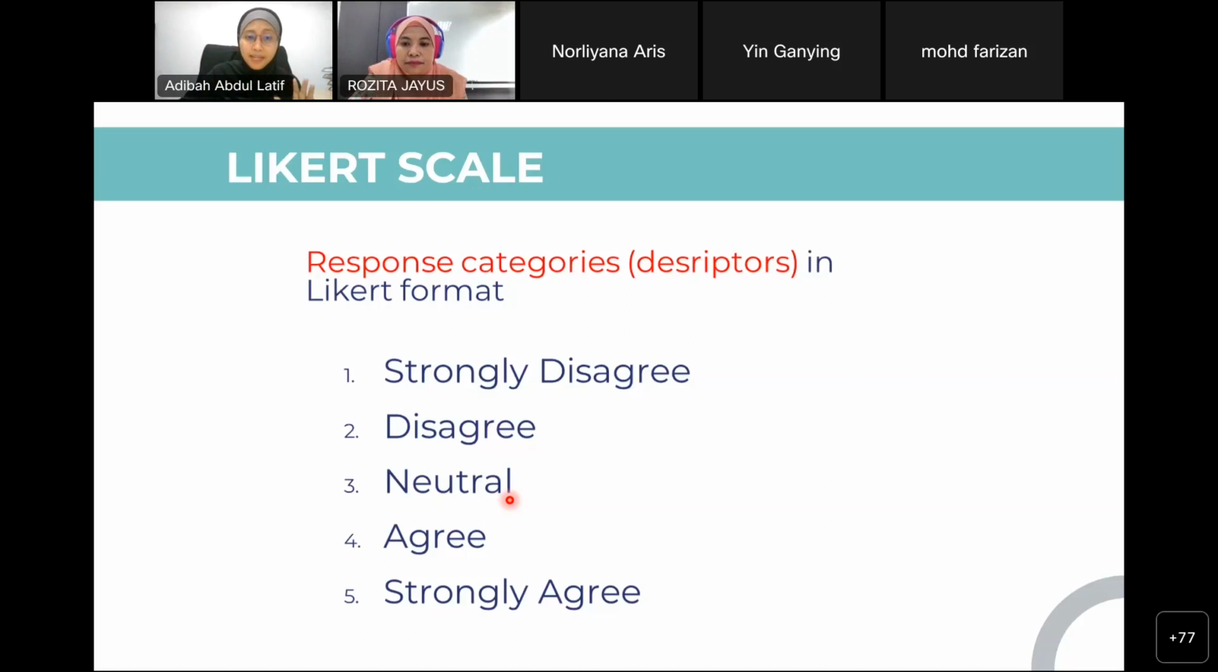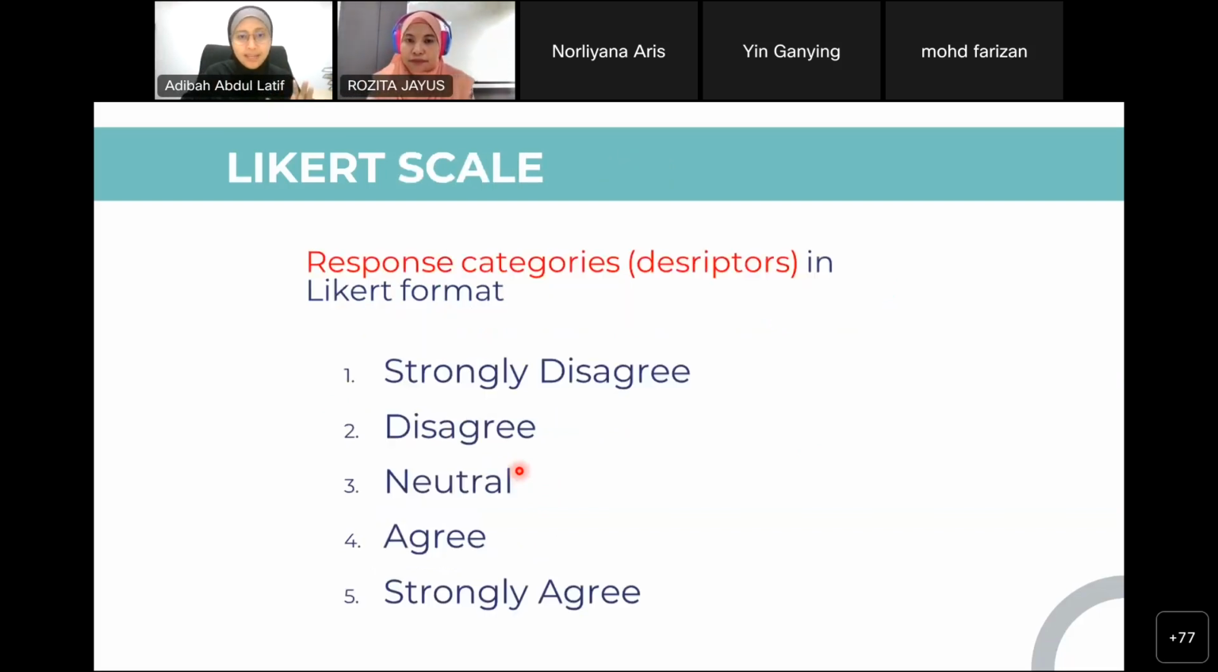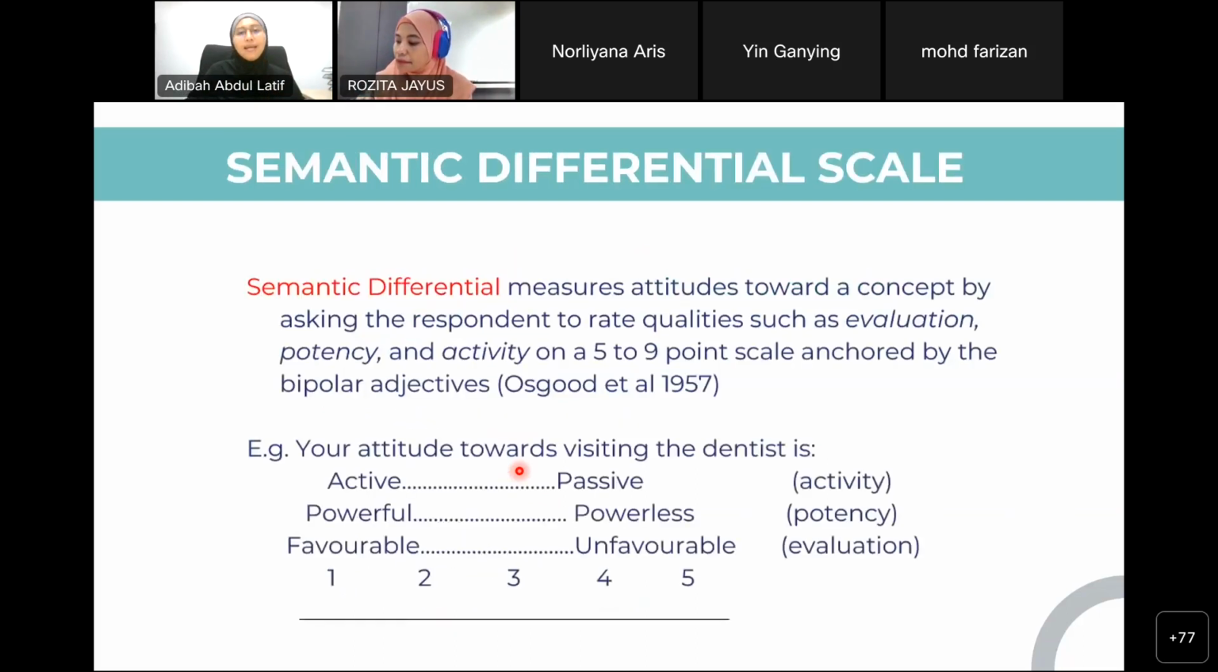But if you are using only, let's say, a scale like this, we call it the Likert-type scale. The Likert-type scale format can be a 4-point or 6-point scale. But the difference is that you don't have any option for the respondent to choose undecided or neutral. For the Likert scale, they must have the neutral option. Okay, that one is the Likert scale. The rest, maybe some of you are familiar with, or maybe some of you are not.